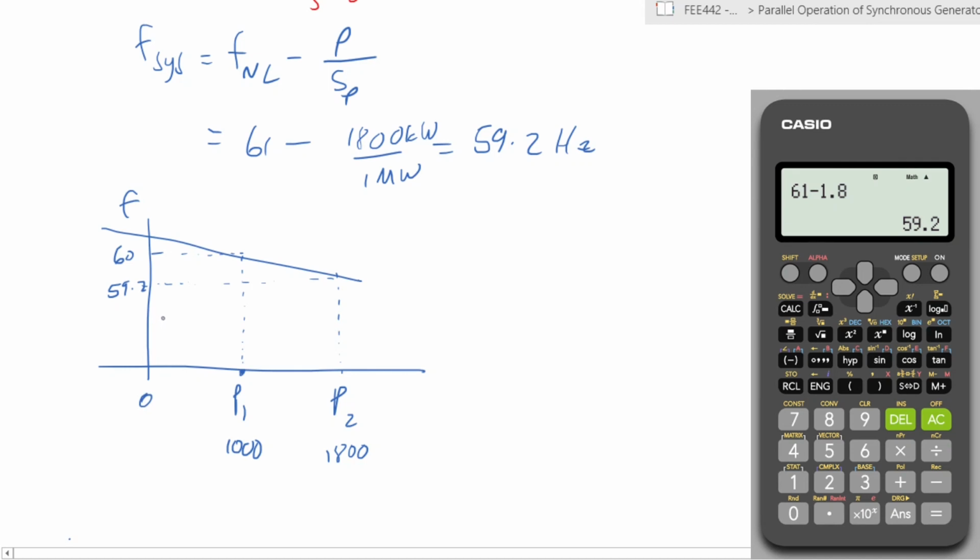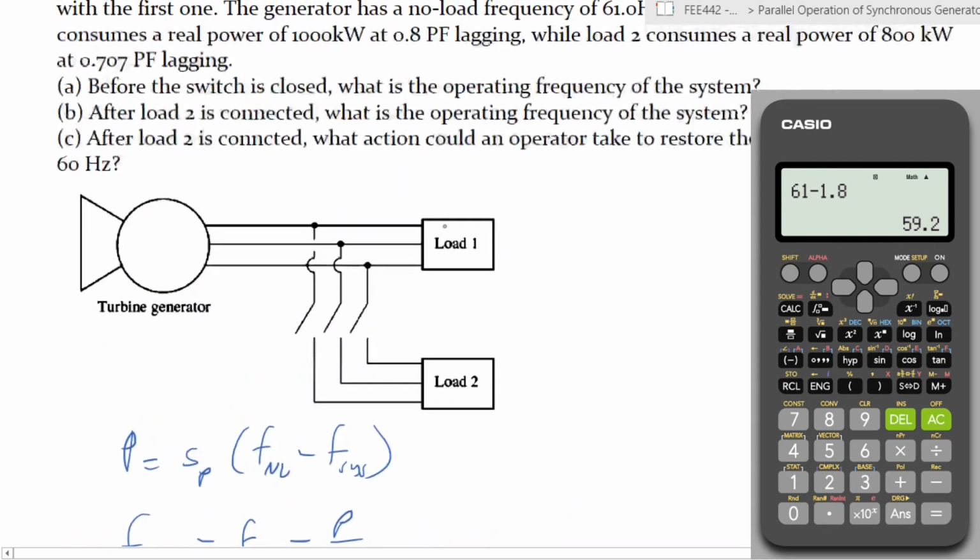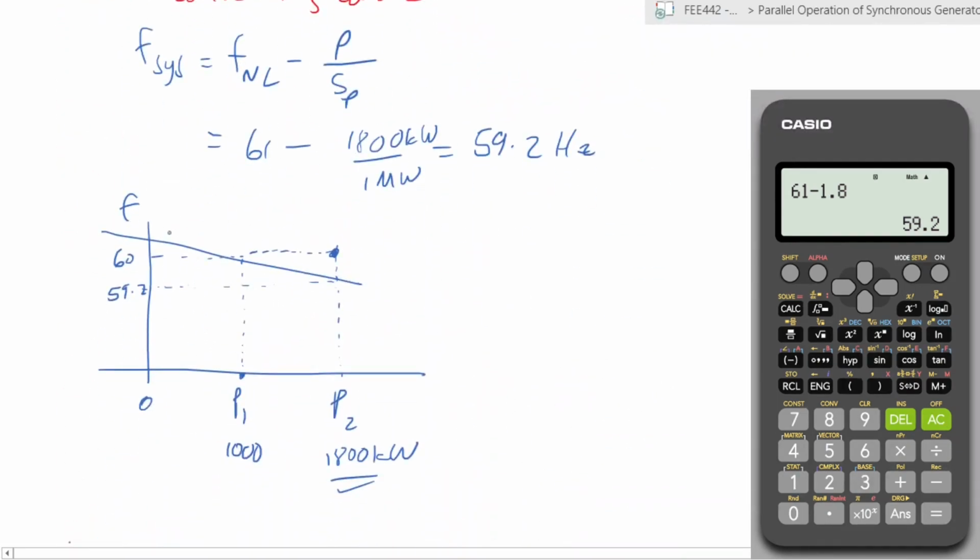So what do you need to do in order to get the machine to supply 1800 kilowatts, but at a frequency of 60? You need to change your set point such that P itself is at this point, because you want to operate at 60 hertz. You want to bring it back to the 60 hertz that we had in the previous example. So you will change the governor set points from this to this. So this is set point number 2.